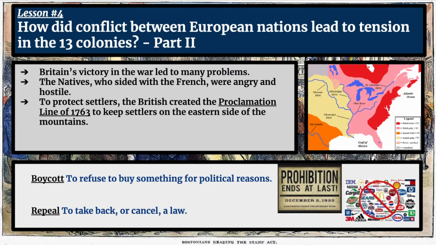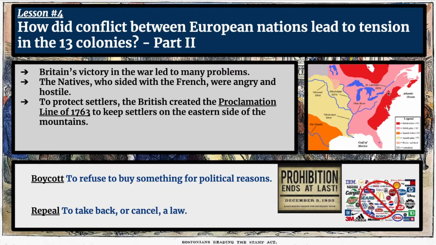So the king, being a reasonable guy, said, you know what, we're going to protect the settlers because if they go west, there's going to be some violence. So he created something called the Proclamation Line of 1763. And the whole purpose of that boundary was to make sure that people stayed on the east side of the mountains, completely defeating the point of winning the French-Indian War from the perspective of the colonists.